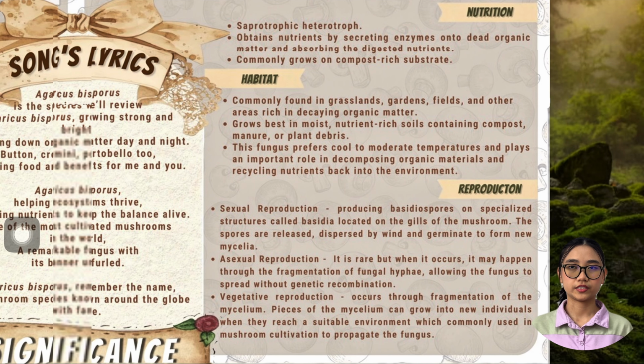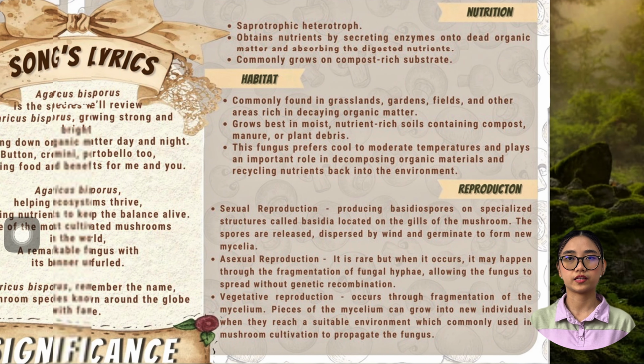Now, for reproduction. First is sexual reproduction. This happens by producing basidiospores on structures called basidia, which are located on the gills of the mushroom. These spores are released, dispersed by the wind, and grow to form new mycelia. Next is asexual reproduction. This is rare, but when it happens, it occurs through the fragmentation of fungal cells. This allows the fungus to spread without genetic recombination.